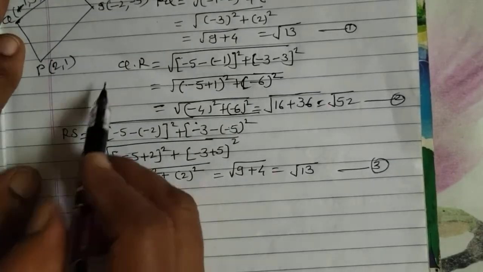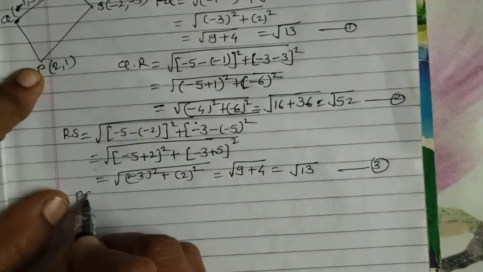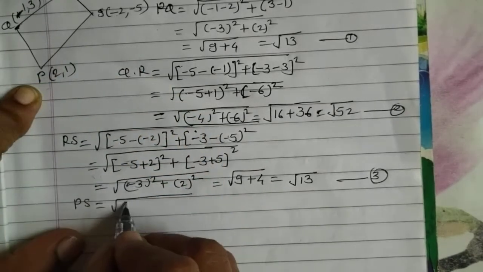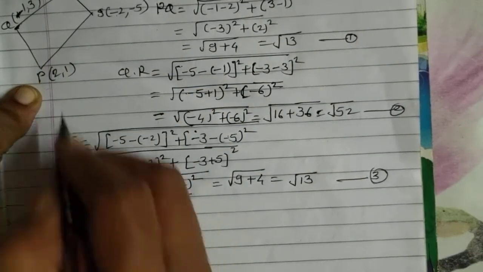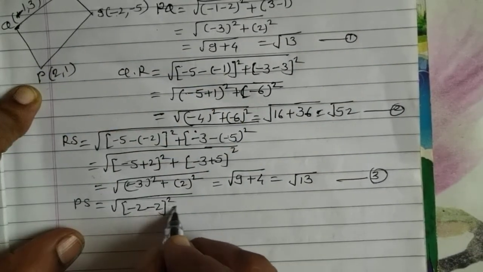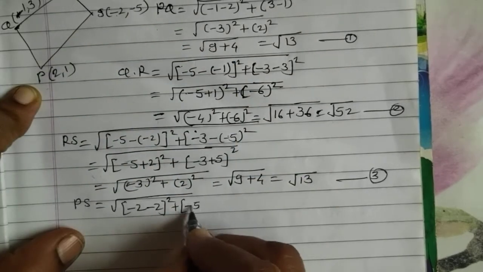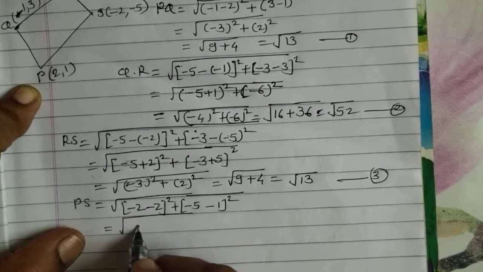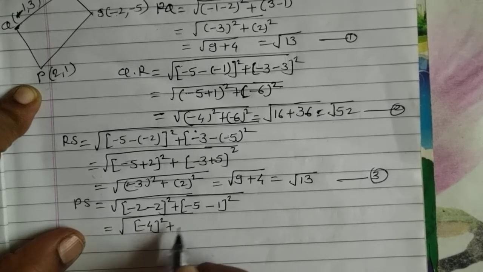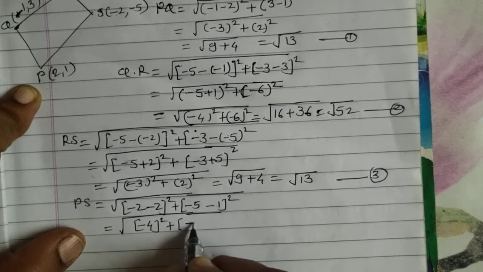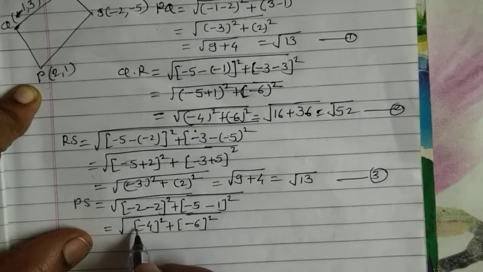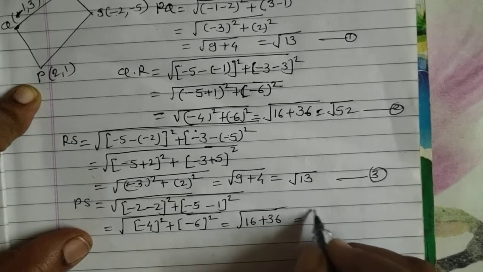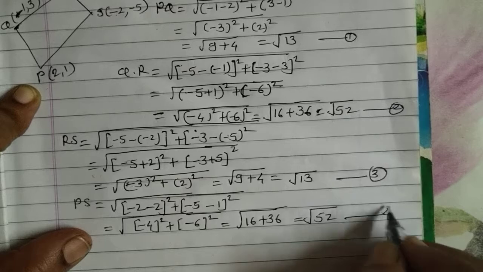And now we are finding the last length PS is equal to, suppose this is second and this is first, means x2 is -2, x1 is 2, plus y2 is -5 and y1 is -1. Minus 2 minus 2 means (-4) bracket square plus (-5 - 1) means (-6) square. That is equal to 16 plus 36 means under root 52, and that is the fourth side.